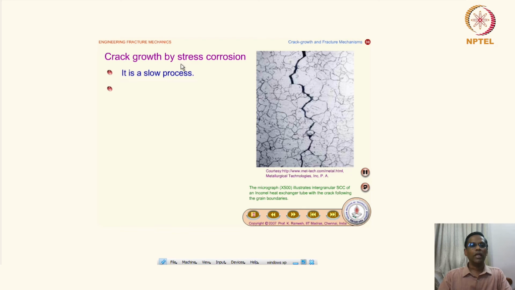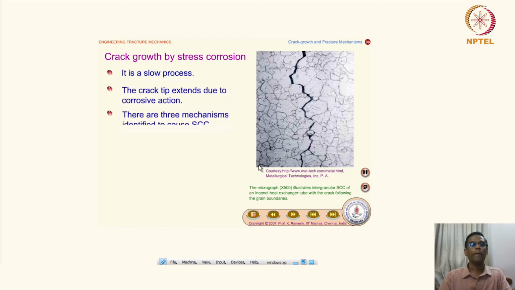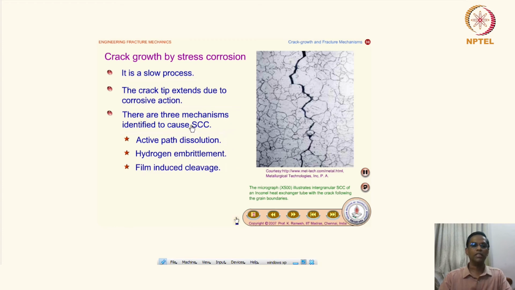So crack growth by stress corrosion is shown in this micrograph. It is a slow process. The crack tip extends due to corrosive action. There are three mechanisms identified to cause SCC: active path dissolution, hydrogen embrittlement, film induced cleavage. So these are the three types of mechanisms which are identified for the SCC.